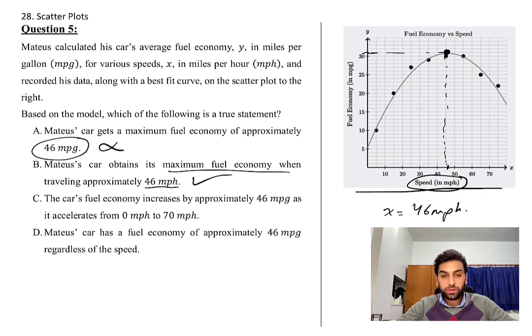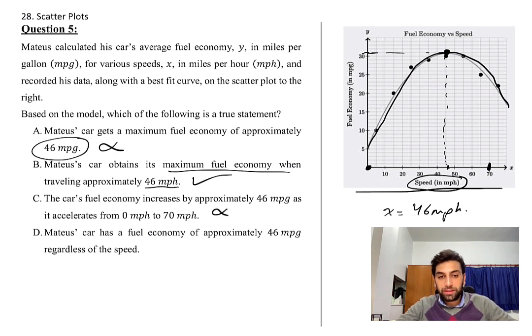Looking at choice number C, the car's fuel economy increased by approximately 46 miles per gallon as it increases its rate from 0 miles per hour to 70 miles per hour. Is that true? So going from 0 to 70 miles per hour, do I increase by 46 miles per gallon? Here we don't have constant increase, so we can't calculate the slope of the straight line since this curve, this best fit, is not a straight line. Thus, this statement is wrong.